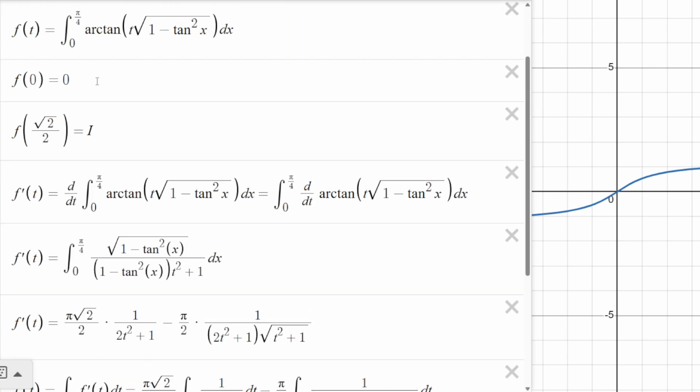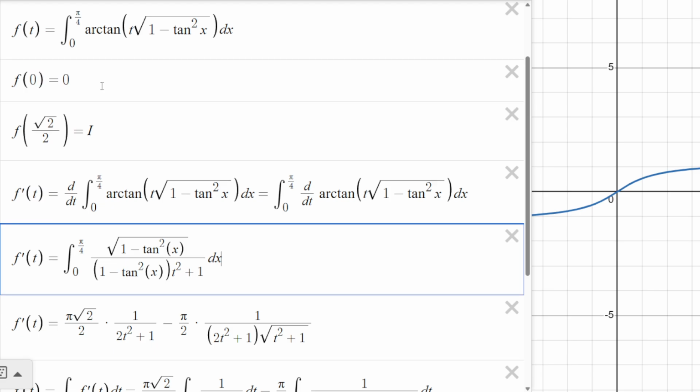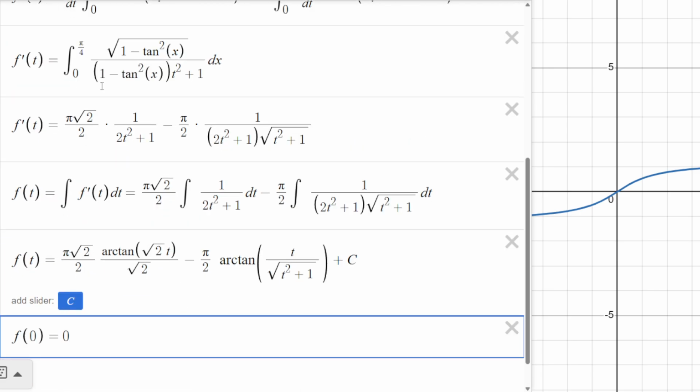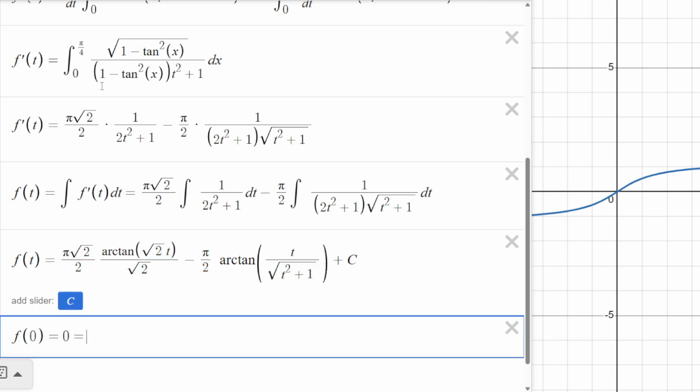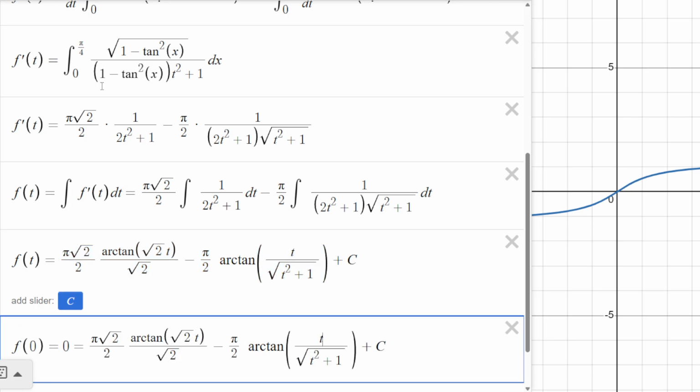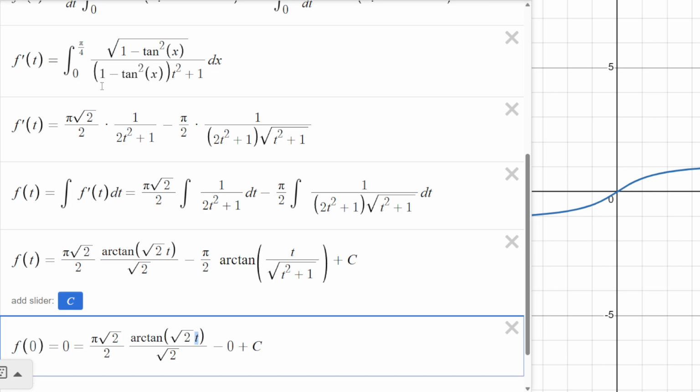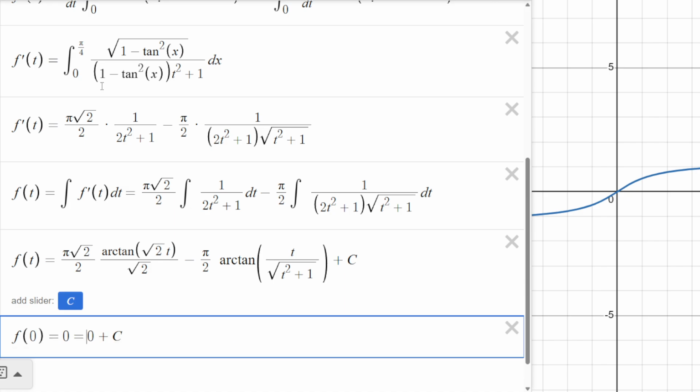All right. Well, we know f of 0 is equal to 0. We're going to use that fact to solve for c. So f of 0 is equal to 0, but it's also equal to this thing when our t is equal to 0. Well, if this is 0, this is 0, and then this is 0, and all this is 0. So that's just 0. And if this is 0, then this is 0, then this is 0, then this is 0. So it's all just 0. So 0 is equal to 0 plus c implies c is equal to 0.